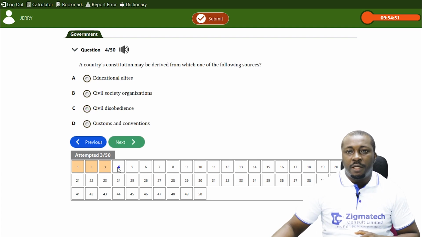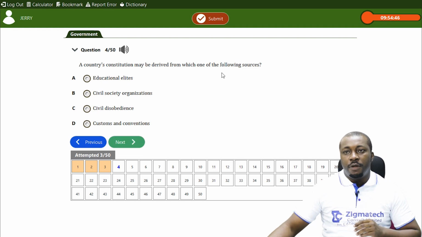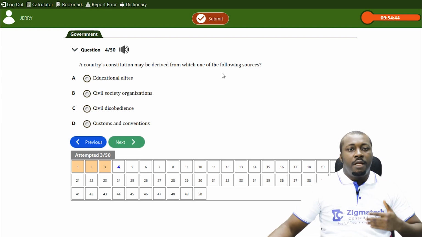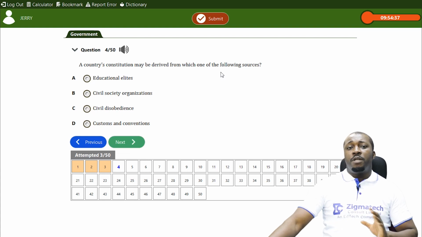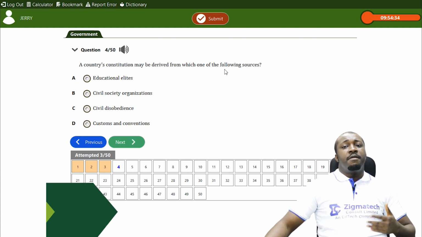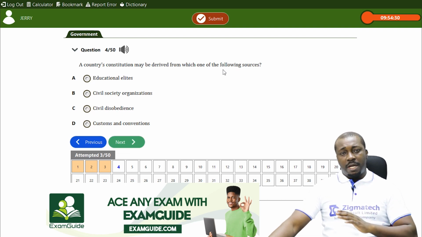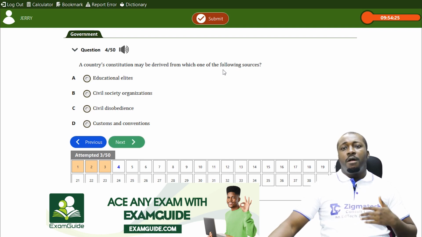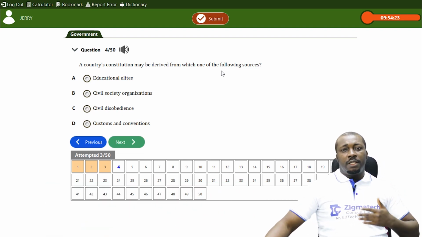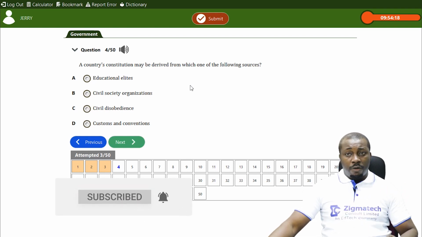Now, the next question says, a country's constitution may be derived from one of the following sources. Now, remember, constitution is the fundamental law by which a country is governed, a body of fundamental law by which a country is governed. Now, it can be derived from many sources, which includes judicial precedents, Act of Parliament, conventions and customs of the people, the history of the people, past constitutions, international documents, international conferences, international laws, and the rest of them.